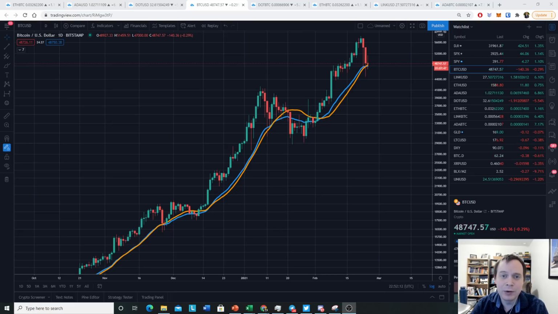Today we're going to talk about Bitcoin, and we're going to be looking at the crosses of the 20-day SMA and the 21-day EMA.